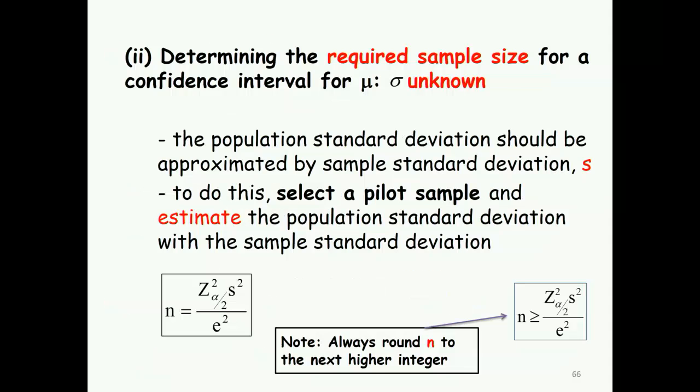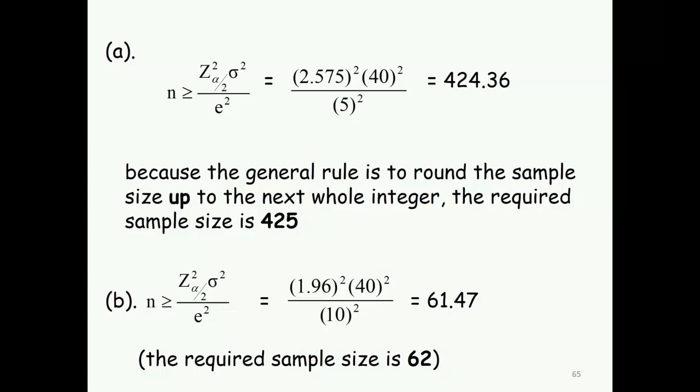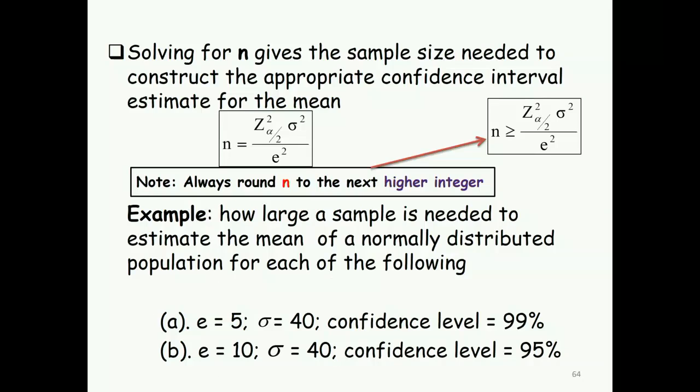Now let's go to the unknown. What do you do in the case of unknown? Now let us assume this is known. Population standard deviation is known. That's why we are applying this, population standard deviation. Now, you want to know the required sample size. Before you go to a survey, before you ask people, you want to know the required sample size.